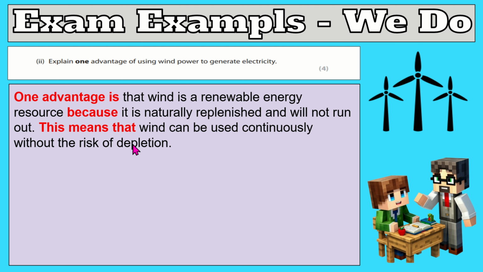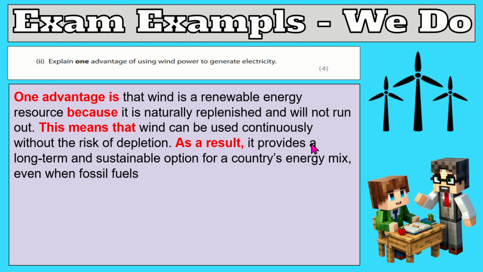These are nice words. If you wrote something like, the wind will not run out, and therefore humans will have an energy source forever, that works as well. Even if the language isn't as academic, it still works. If you said something similar, that's fine. So as a result, we said it can be used continuously without risk of depletion. As a result, what would you write? So again, I would pause the video, write your as a result sentence and compare it to what I have written.